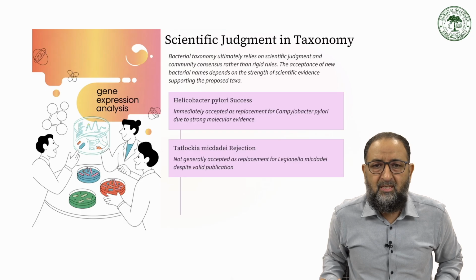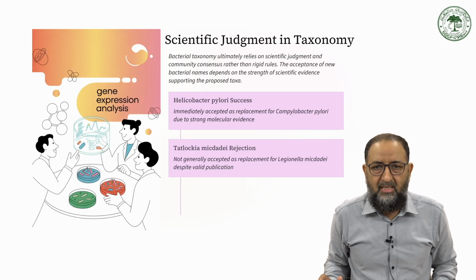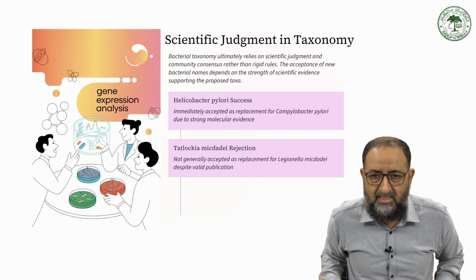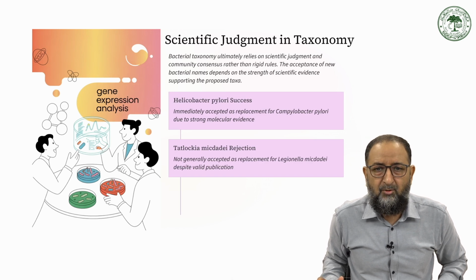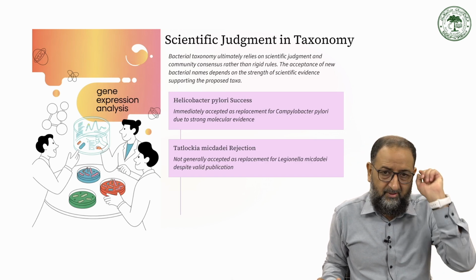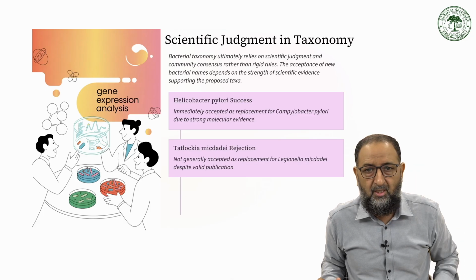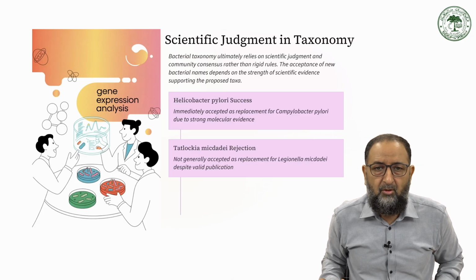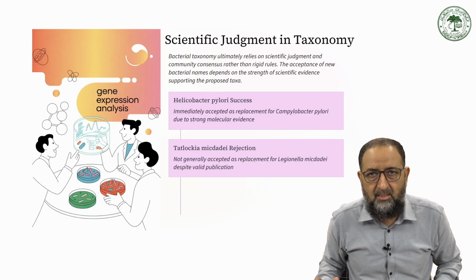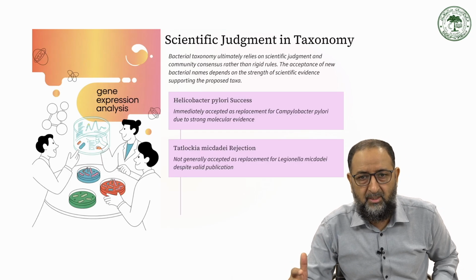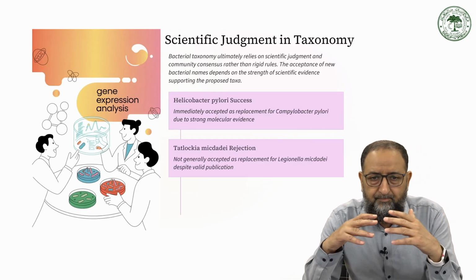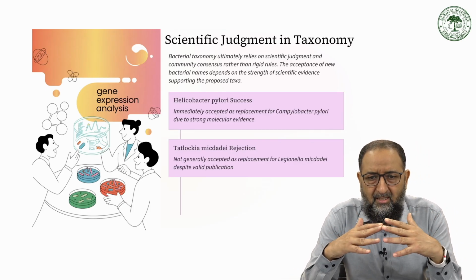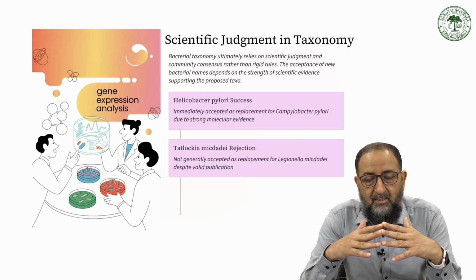For example, Helicobacter pylori was immediately accepted as a replacement of Campylobacter pylori due to strong molecular evidence of the variation from Campylobacter pylori to Helicobacter pylori. Now, it has been taken easily. So we call it the success story of Helicobacter pylori, which was accepted by the scientists very successfully.